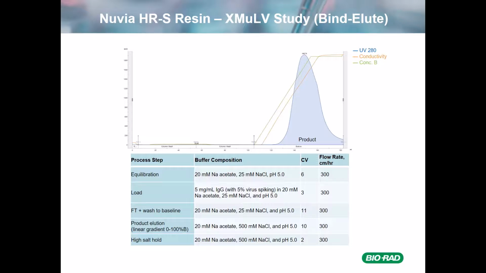So here we have the chromatogram and operating conditions for the Nuvia HRS XMuLV study. The pH chosen was pH 5, which is a typical operating condition for a cation exchanger. So it was 20 millimolar acetate, 25 millimolar salt, pH 5. The product was eluted using a 0 to 100% B gradient over 10 CVs with 20 millimolar acetate, 500 millimolar salt, pH 5. At the end, there was a high salt hold to ensure that we got all the product off, and the flow rate for this step was 300 centimeters an hour to show that you could get high throughput through the column. The blue peak symbolizes the elution off of the column.